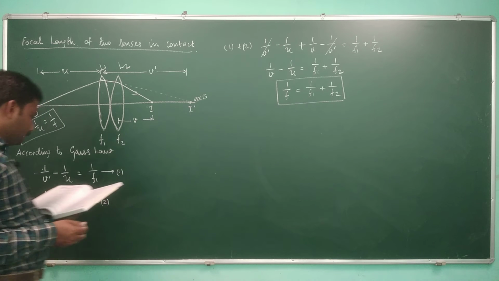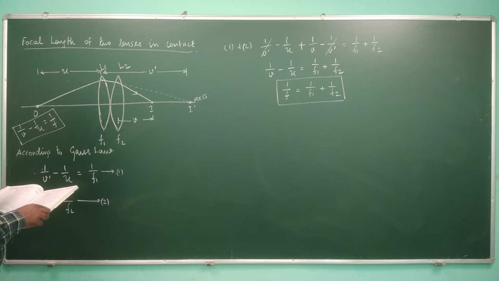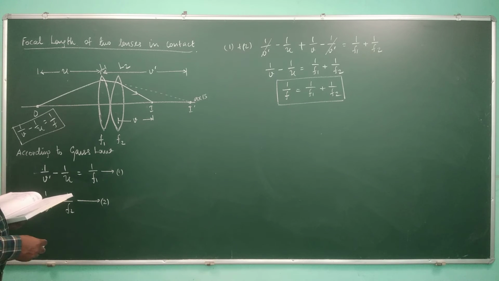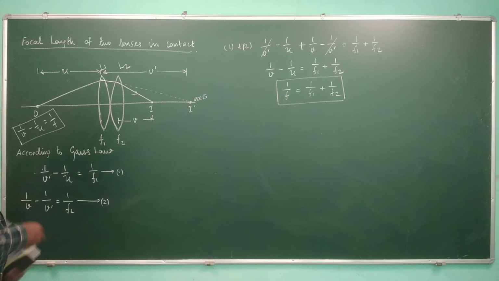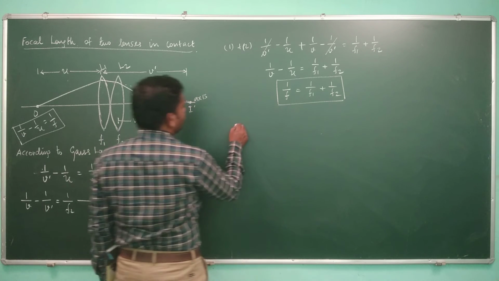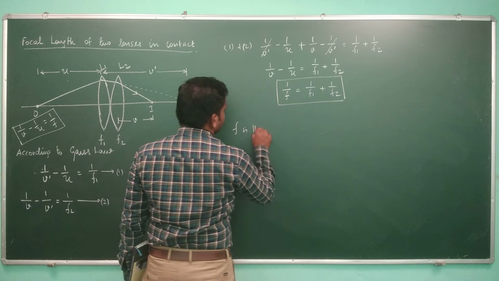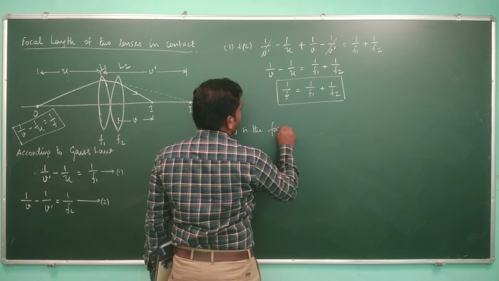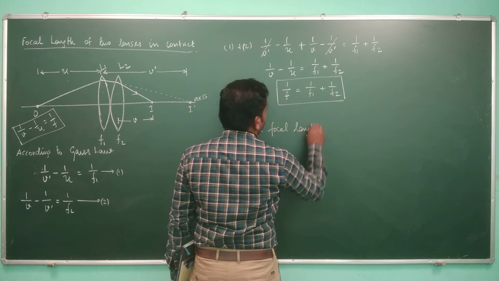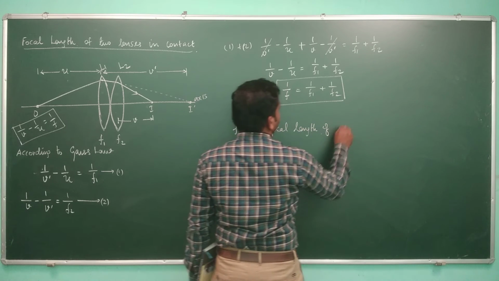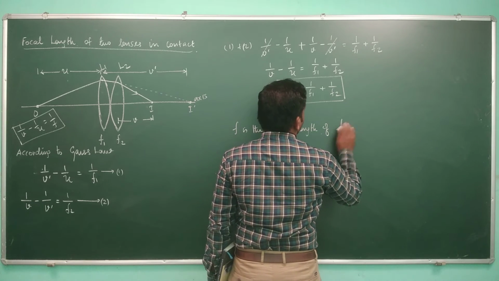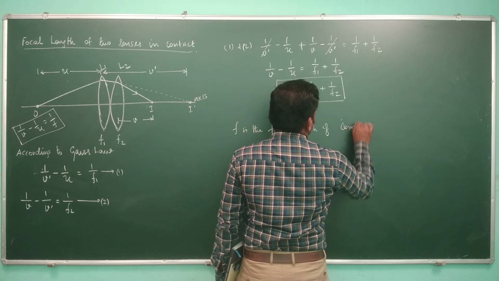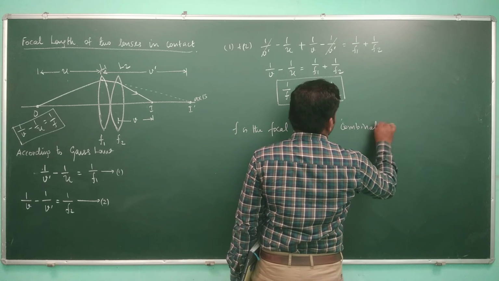So this is how we can write the focal length of two lenses in contact. Here f is the focal length of the combination of these two lenses.